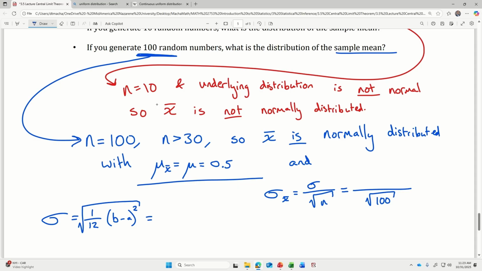B is 1 and A is 0. One minus 0 is 1. 1 squared is still 1. So I need to take the square root of 1/12. And that's 0.2887.